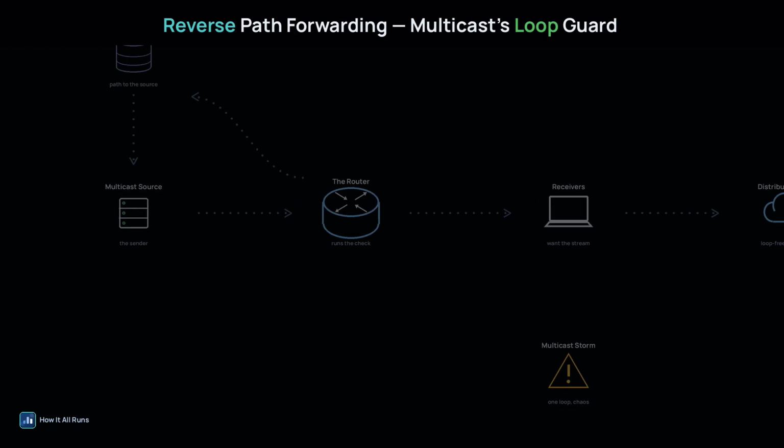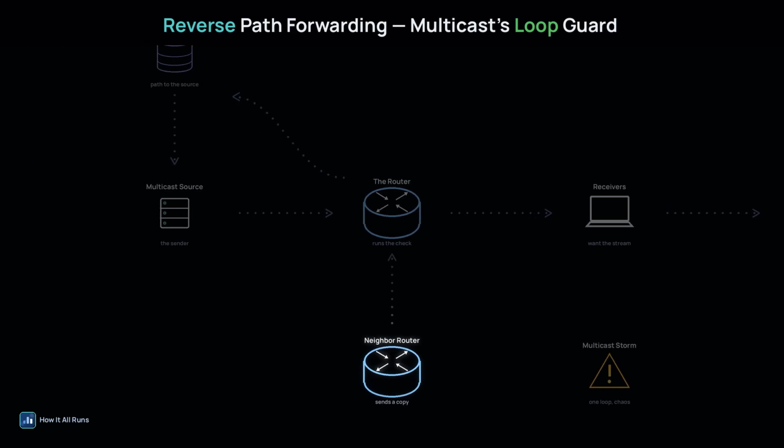Around our router sit neighbor routers, each also forwarding the same multicast stream. Normally, that cooperation builds the tree, but it also means the very same packet can arrive at a router from more than one direction. And there is the danger, a looped copy of the stream arriving on some side interface it was never supposed to come from. Left unchecked, that one stray copy is how the storm begins. Let us watch the rule.